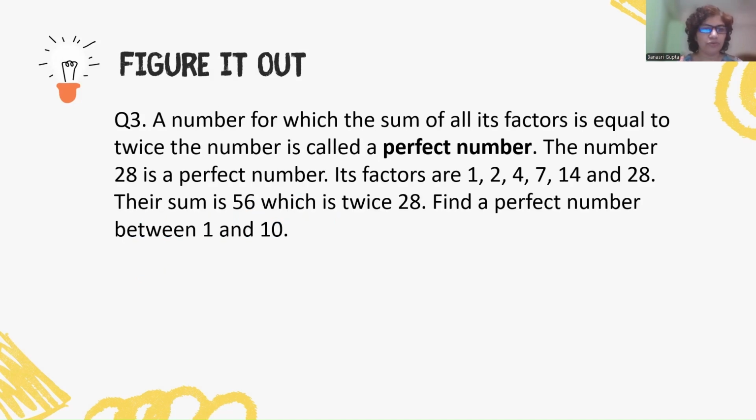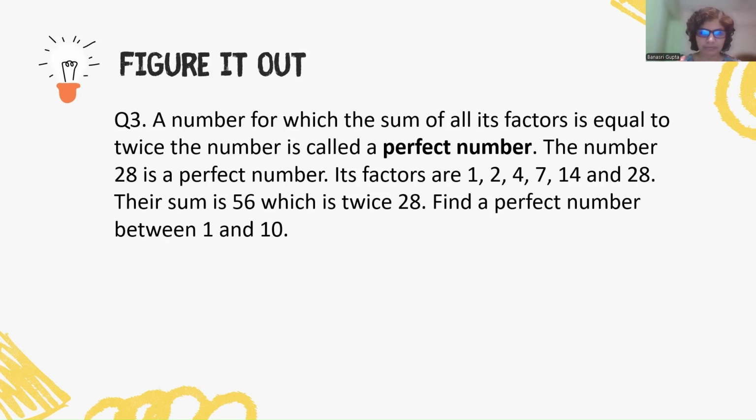Let's move on to the next problem. A number for which the sum of all its factors is equal to twice the number is called a perfect number. The number 28 is a perfect number. The factors of 28 are 1, 2, 4, 7, 14 and 28. If you see the sum, 1 plus 2 is 3, 3 plus 4 is 7, 7 plus 7 is 14, 14 plus 14 is 28, 28 plus 28 is 56. So their sum 56 is twice 28. Such numbers are called perfect numbers.